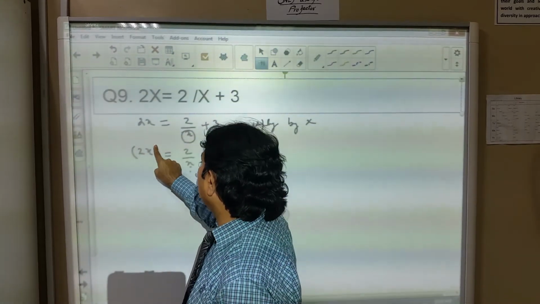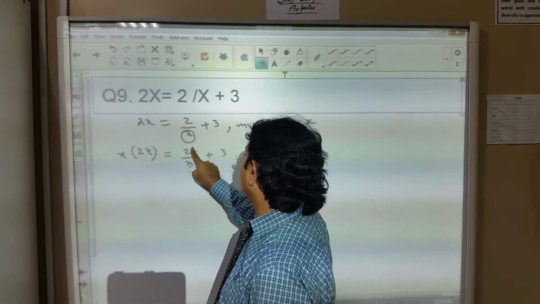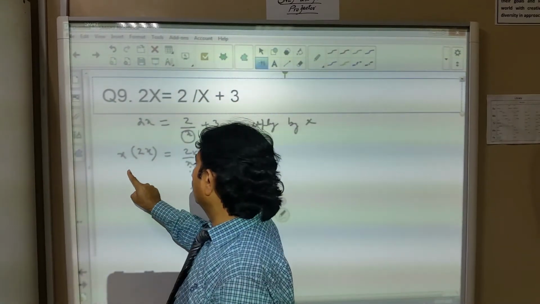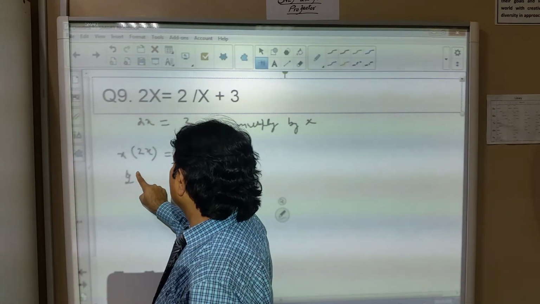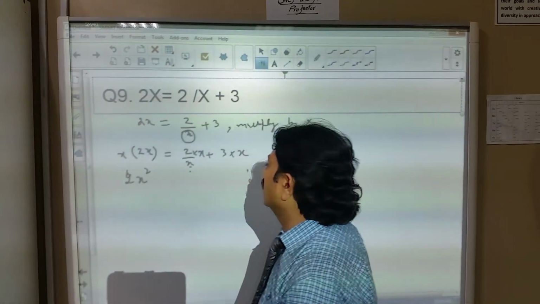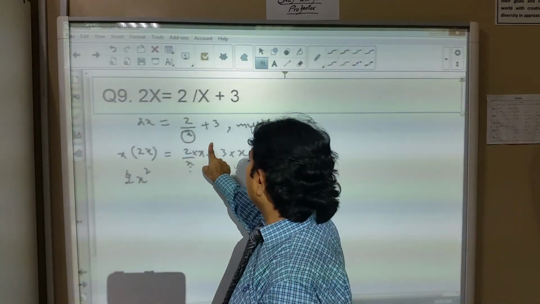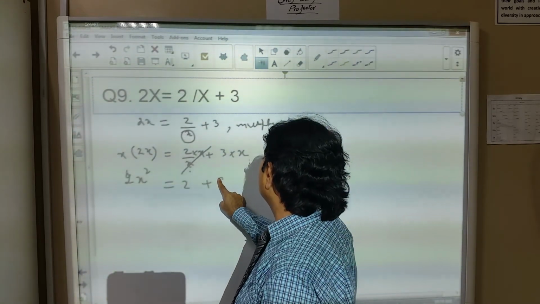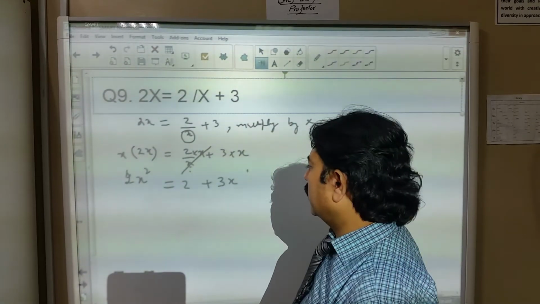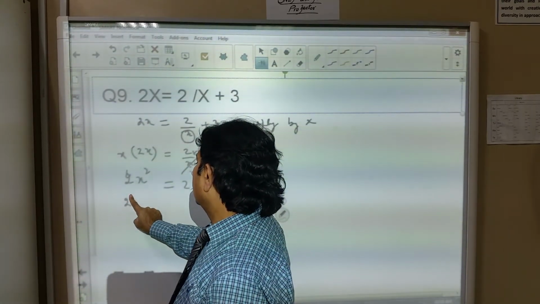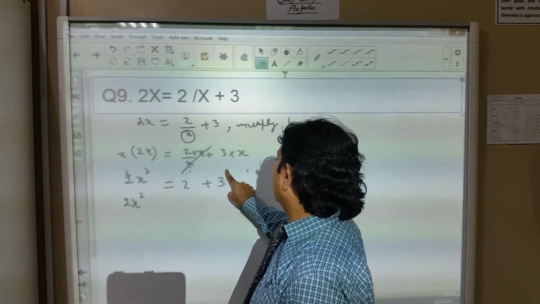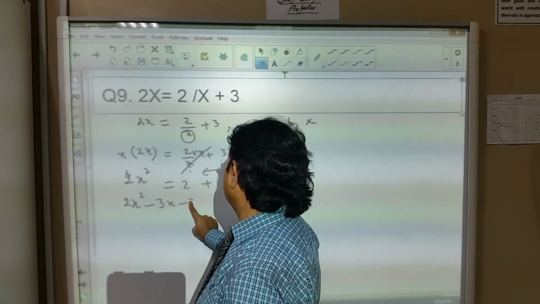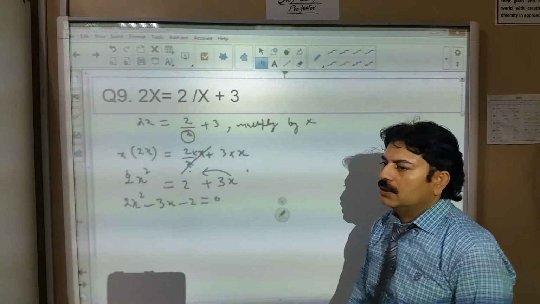Now first here you multiply with x, here also multiply with x, and here also with x. So it is equal to 2x square, 2 into x into x. Now this x will be cancelled, so you will write only 2 plus 3x, not square. Now simplify it: 2x square, transposition, minus 3x minus 2 is equal to 0.